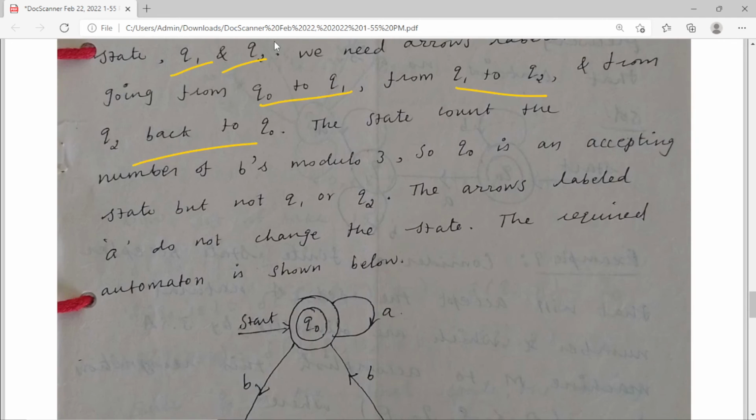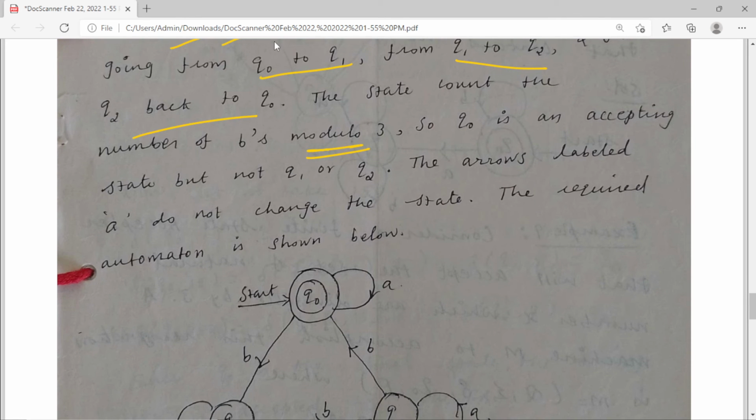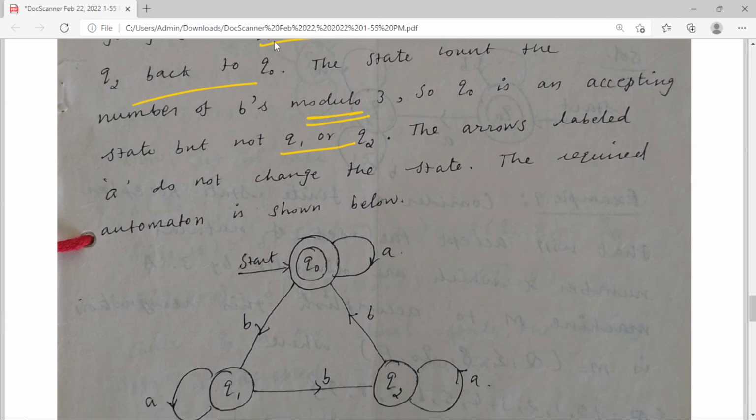Now the state counts the number of B's modulo 3. Modulo 3 means Q0 is the accepting state but not Q1 or Q2. If you reach Q0 again, that is divisible by 3, so you take Q0 as the final state, not Q1 or Q2. The arrows labeled A do not change the state, because here we concentrate only on B's modulo 3. So A doesn't change the state. That's why you have to draw a loop like this.